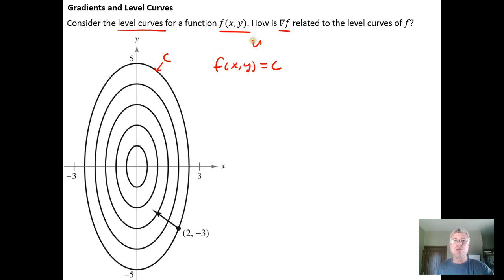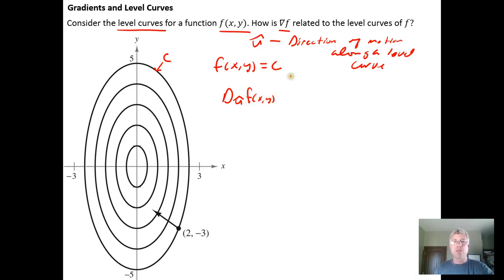So if I let u hat represent the direction of motion along a level curve, then the directional derivative in the direction of u hat along my function f, as I move along the level curve, the derivative has to be 0.